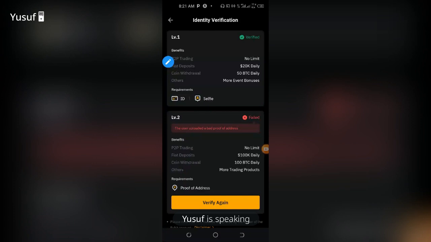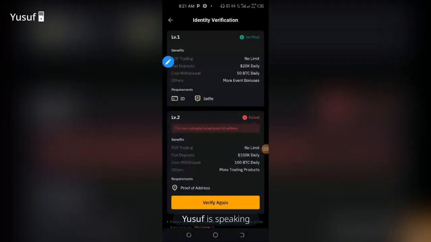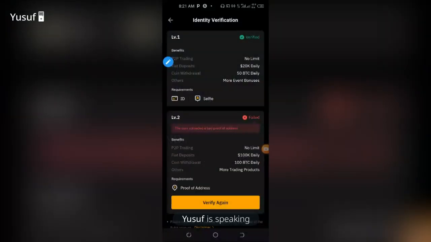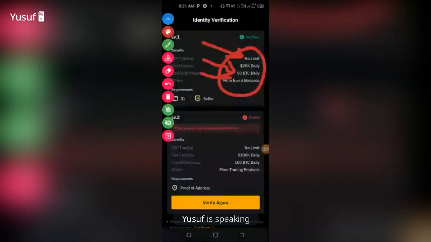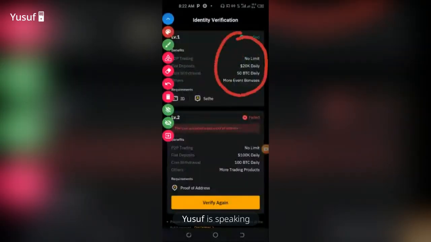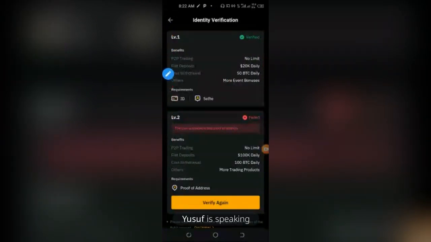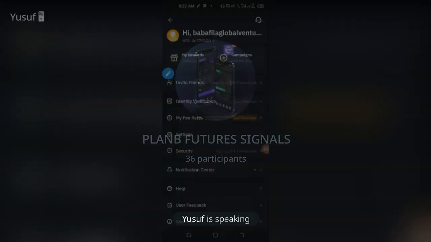Then fiat deposit of $100,000 daily. Coin withdrawal of 100 BTC daily. How much do we even have? So even with this level 1, it has solved all those needs. Your P2P is no limit too on level 1. Then you can do fiat deposit of $20,000 daily, then coin withdrawal of 50 BTC daily, then more event bonuses. I mean that this level 1 alone will satisfy every need, anything you want to do on the app. So if you are struggling to do the second one and it's failing, don't get yourself disturbed too much. So that is that about that.